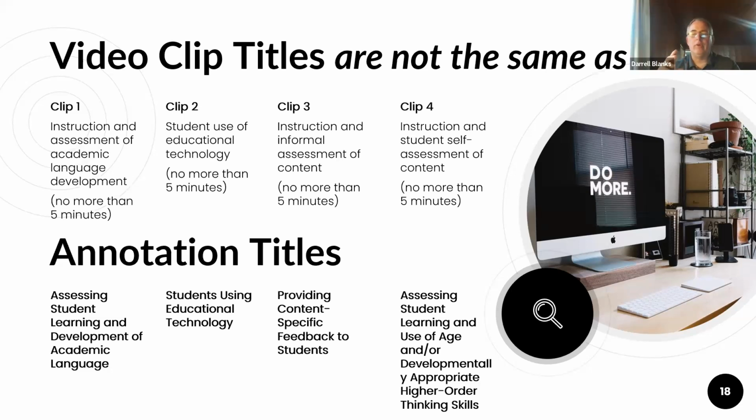So like your activity where you have the students do the error analysis and then they talk about how to fix it on a Padlet. If you wanted to, that could be clip number three with higher order thinking in it. But in clip number three, you could identify students using educational technology, and you could identify that you give them feedback, and you might even be able to talk about how you're assessing their higher order thinking. And all three of those annotations could be in clip number three.